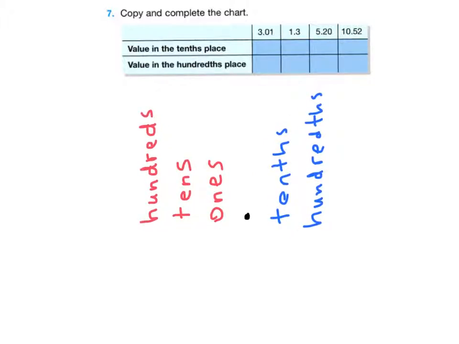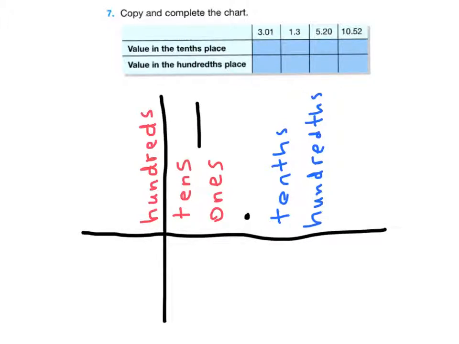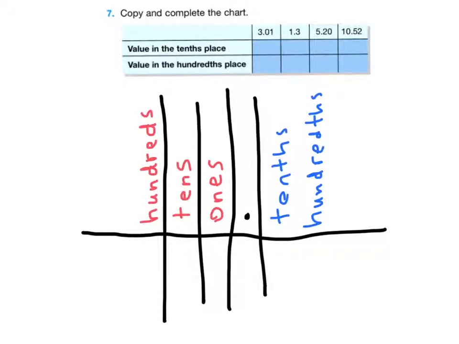It's like a place value chart, and then I'm going to draw some lines like this, and what we're going to do is put numbers in this chart, just like they sort of, I guess, are trying to get you to understand over here. So let's take the first number.